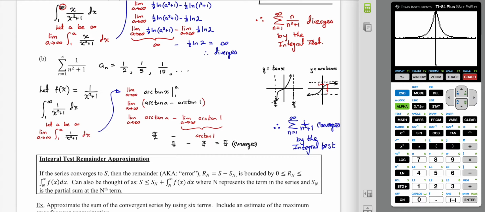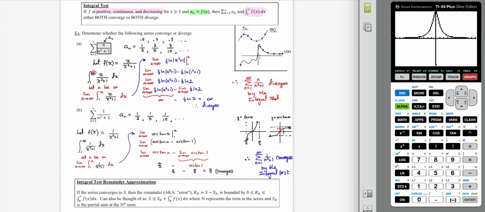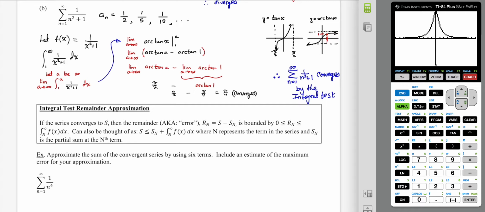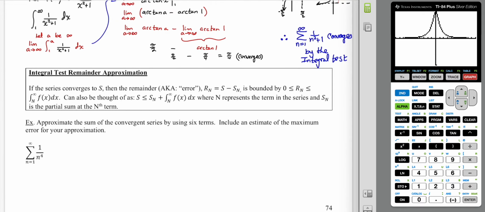All right, so all these conditions came into play to set up the integral test, that whole decreasing, positive, continuous. But then once we determined whether the limit of all that good stuff existed, things started working out, or at least leading us to a conclusion.